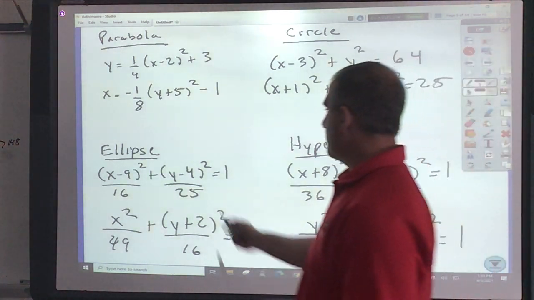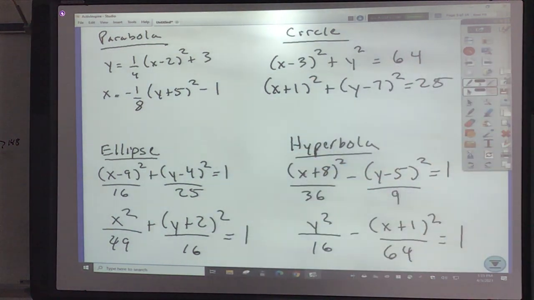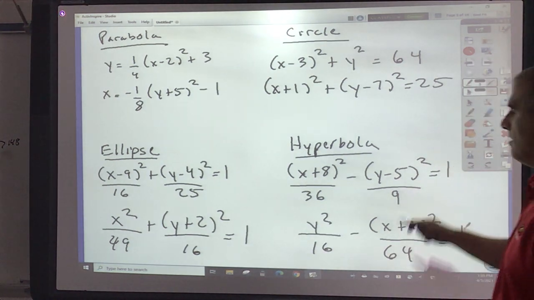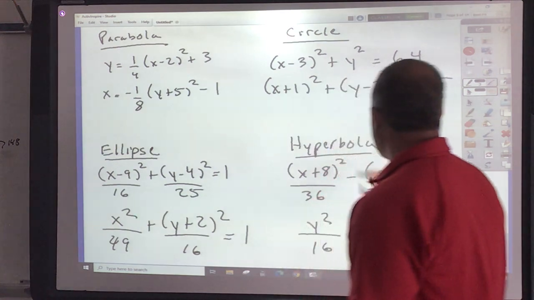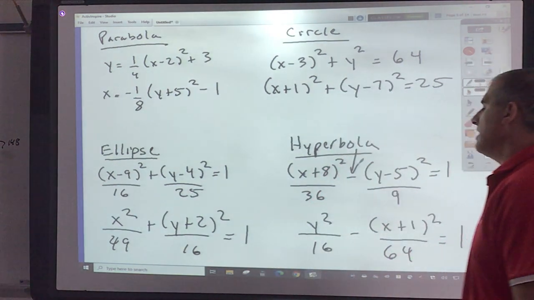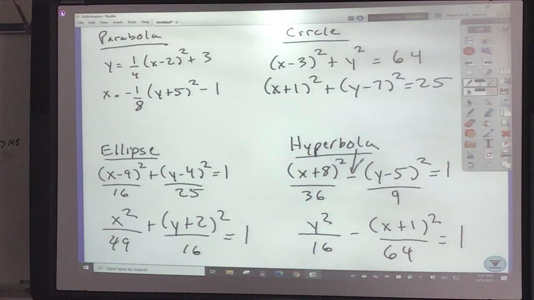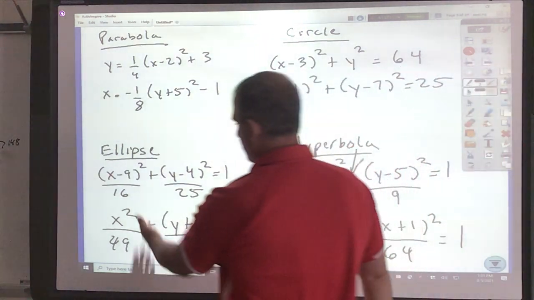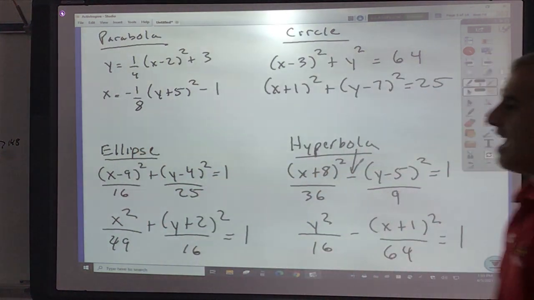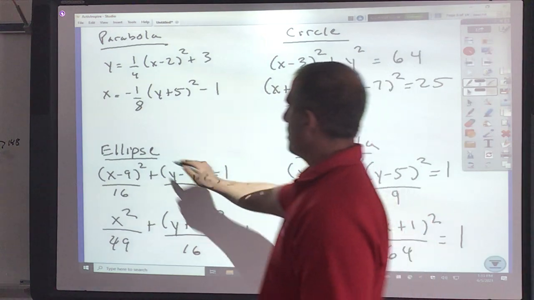The ellipse and the hyperbola look pretty much the same. They all equal 1. The big thing is, remember, the hyperbola is going to have that minus between them. The ellipse is going to have the plus. That is the big thing.